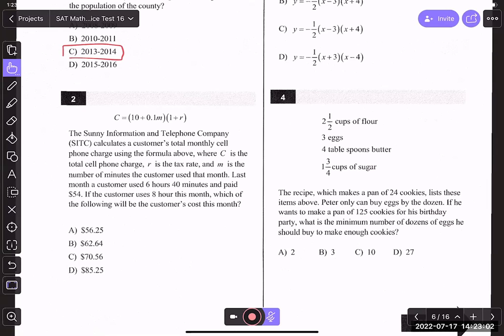It's a little long. The Sunny Information and Telephone Company, SITC, calculates a customer's total monthly cell phone charge using the formula above, where C is the total cell phone charge, R is the tax rate, and M is the number of minutes the customer used that month. Last month, a customer used 6 hours, 40 minutes, and paid $54. If the customer uses 8 hours this month, which of the following will be the customer's cost this month?